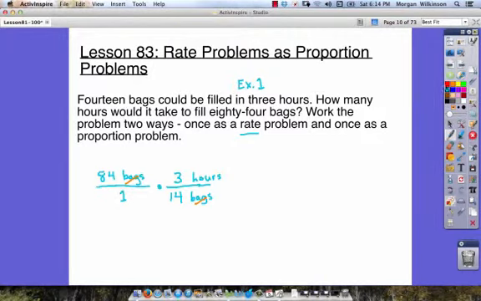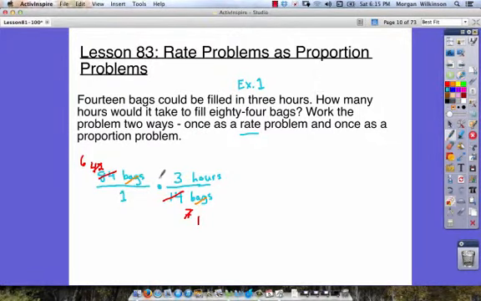So now we can find the answer to our problem with multiplication. But before we multiply, let's simplify. We know that 84 and 14 are both even numbers, so let's cut them in half. Half of 14 is 7. Half of 84 must be 42. Now those numbers are nice because 7 goes into 42 6 times. So if we divide both numbers by 7, we're going to get a 1 and a 6. So that makes our problem really easy to solve.